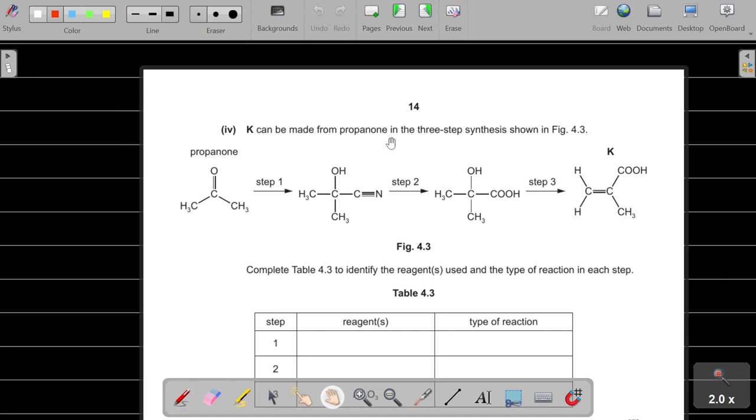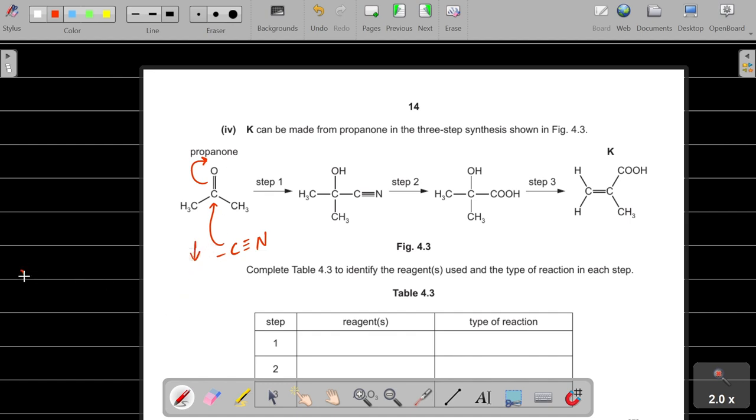K can be made from propanone in three steps. Here we have this ketone because this carbonyl carbon is directly connected with carbons. When carbonyl is directly connected with carbons, it is a ketone, and the ketone is converted using CN. When you have HCN, H and C triple bond N, this CN will behave as a nucleophile. So it will attack over here, and the pi bond will break, and you will get this CH3.